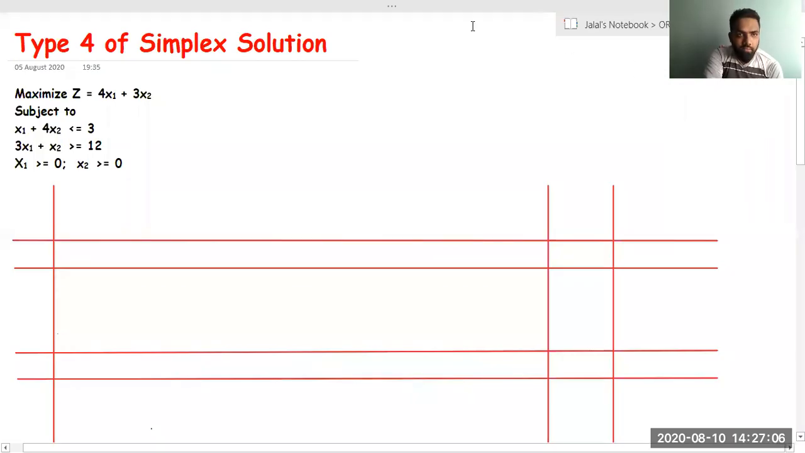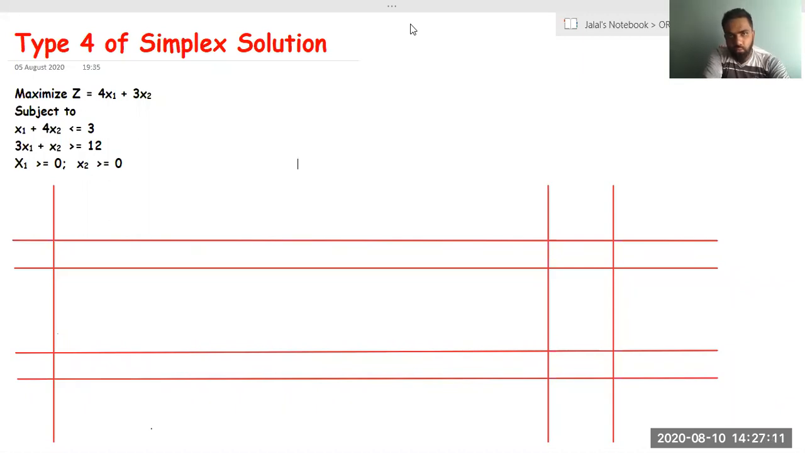Okay, so we are starting with the last type, and this is one of the last types of simplex, and we are just going to complete this thing. Just give me a second. What is this condition? Just look at this condition now.